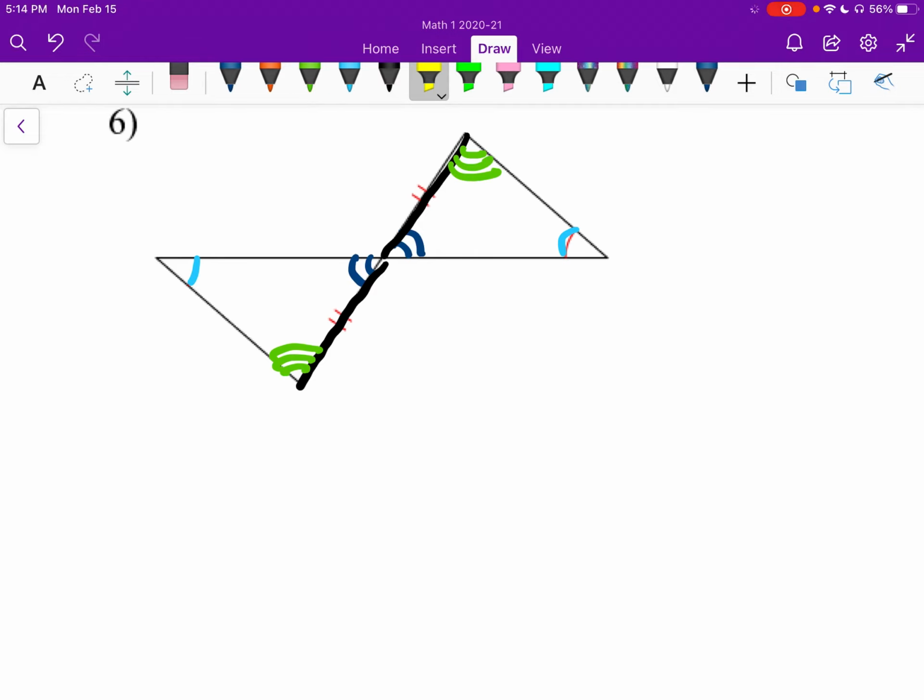Now let's look. We have one side, and we have all 3 angles. So just like in number 5, we're going to be able to say angle, side, angle. So this is going to be congruent by angle, side, angle.